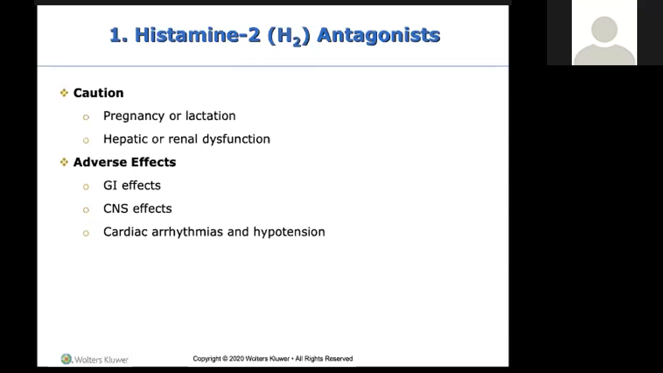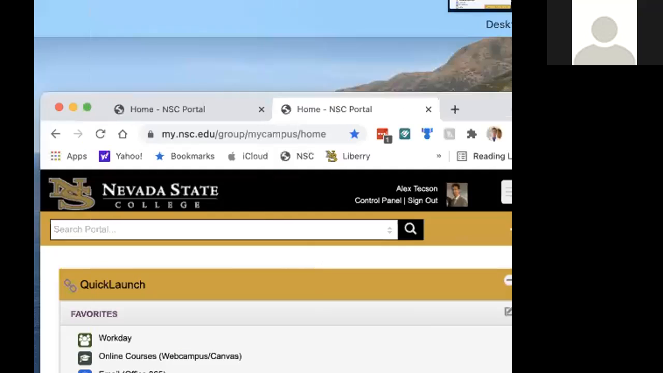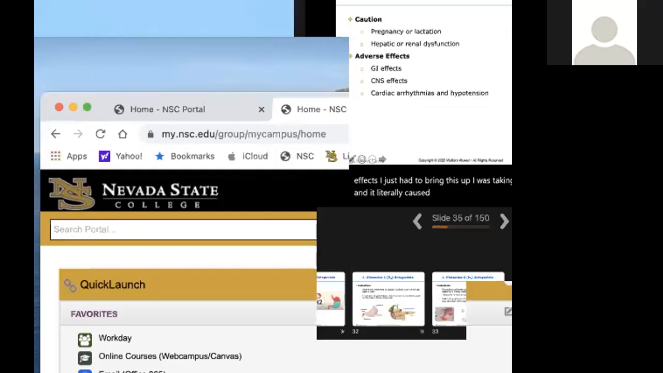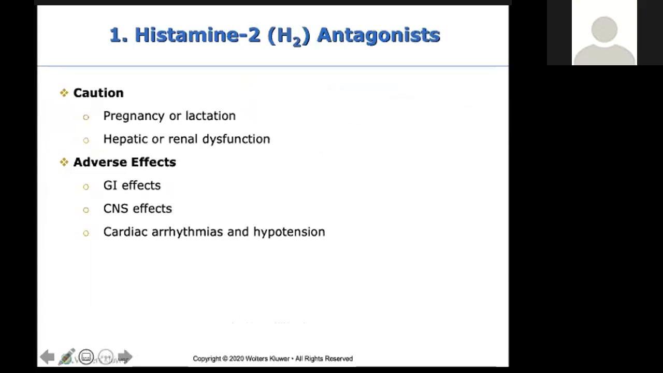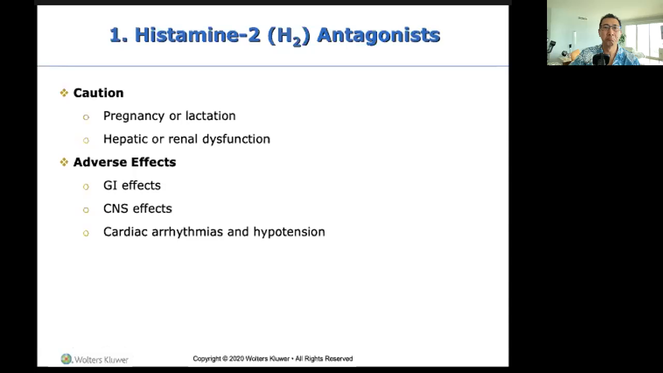This drug specifically has a really weird side effect, and it's kind of rare, but for the GI effects, I just had to bring this up. I was taking it for an ulcer, and it literally caused my body to be allergic to all foods because I was on it for a prolonged period of time. It caused me to be allergic to everything, like wheat, corn, soy, potatoes, tomatoes, you name it. And the doctor said that it was a hypersensitivity that was caused because of the H2 inhibitor. I don't know. It's a weird side effect, but it happens. And he said it happens often and usually in adults.